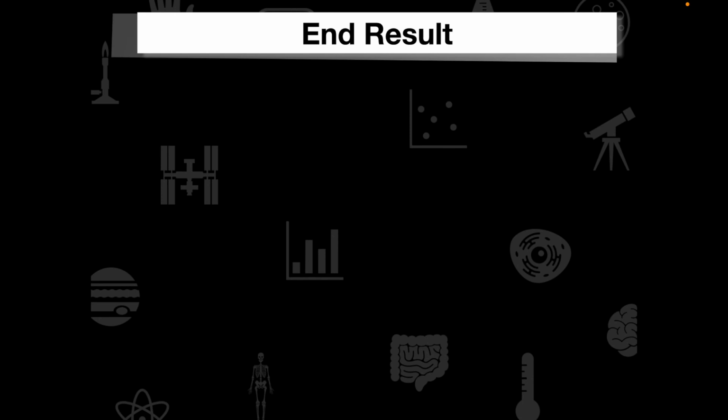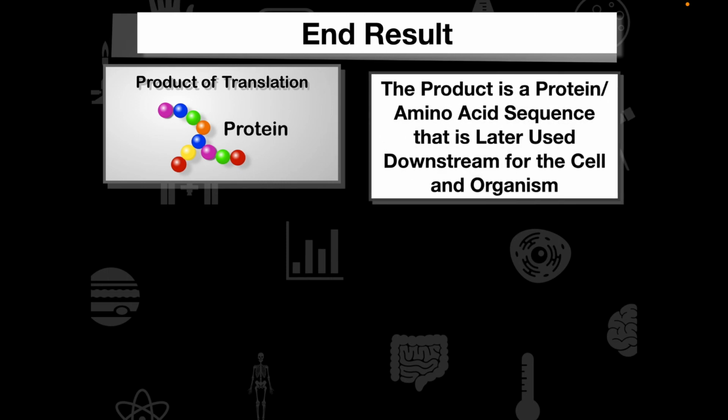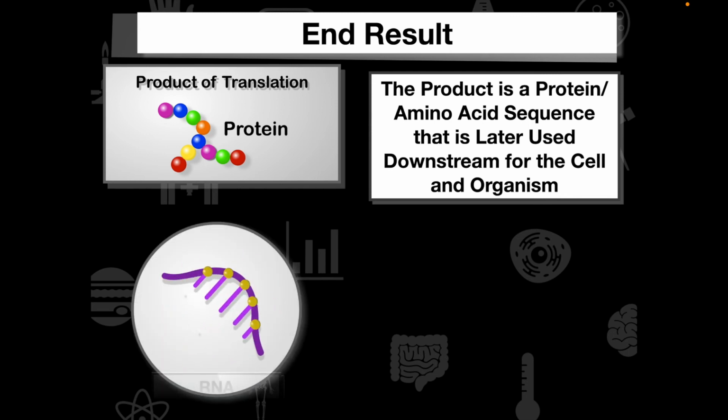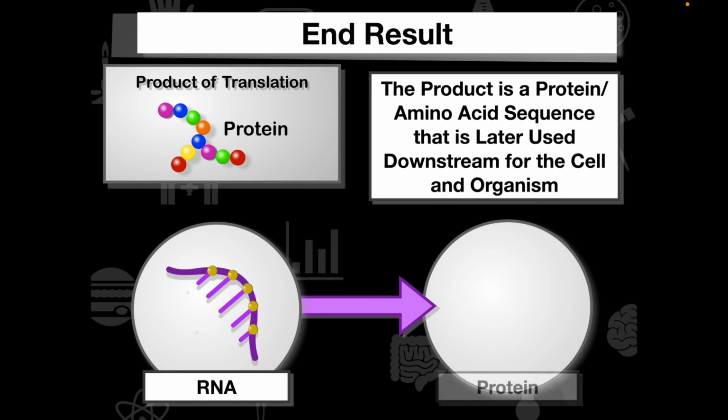So what is going to be the end result of translation? Well, at the end of this, the product of translation is our protein. We're trying to get our protein sequence in that 3-dimensional structure that we're going to fold up later, that's going to be a solid structure or provide enzymatic functions somewhere in the body. So the product is a protein / amino acid sequence that is later used downstream for the cell and the organism. So we are going from, in this process, RNA into our final product, a protein.